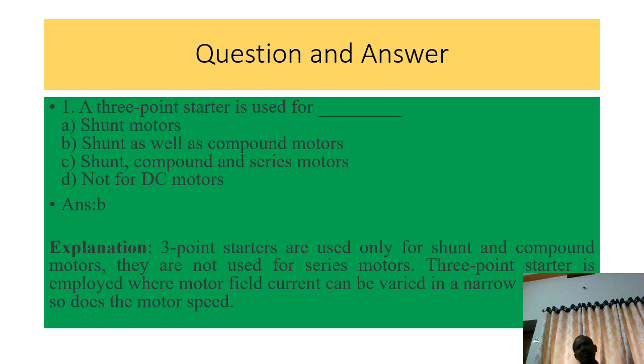B is correct, because shunt motors have three terminals, and similarly the compound motor also has terminals. So 3-point starters are used for compound as well as shunt type motors. Explanation: 3-point starters are used only for shunt and compound motors. They are not used for series motors. A 3-point starter is employed where the motor field current can be varied only in a narrow range, so does the motor speed.